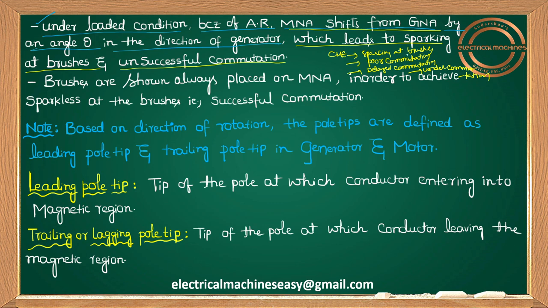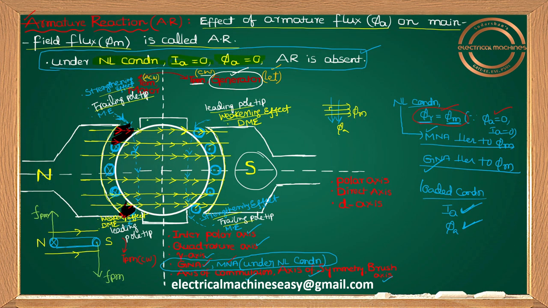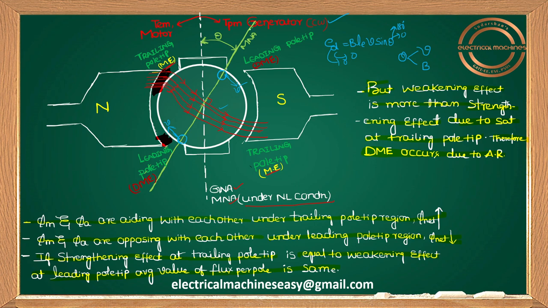Okay guys, let us see how we have to reduce this sparking at the brushes, reduce the poor commutation, reduce the delayed commutation. If you want to overcome these problems, if you want to reduce the CME effect, how can you reduce it? All those things we'll see. Actually, in olden days, there was one method they were following. What is that? Shifting the brushes along the MNA. Previously, brushes are here, and under no load condition the GNA and MNA are here only. Under load condition, the MNA is coming here.